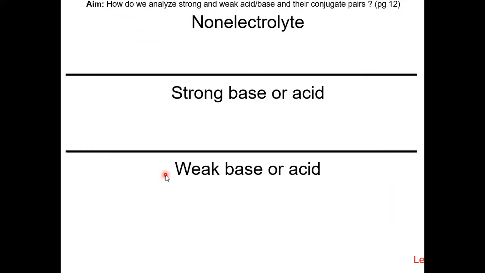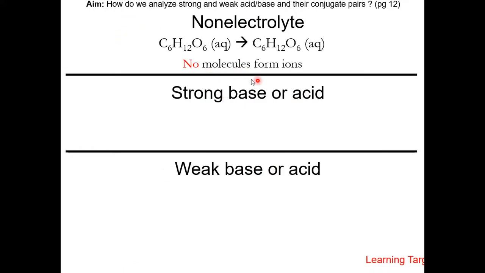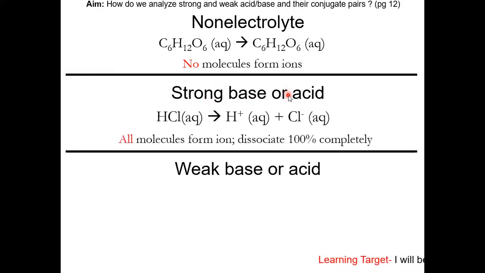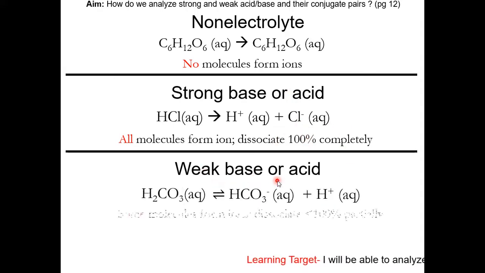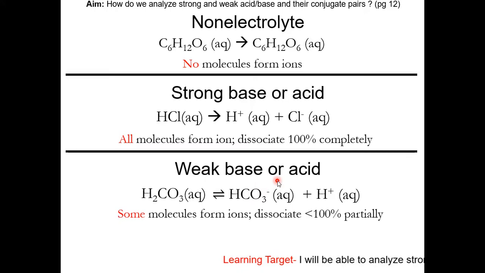So here's a summary of what we just talked about. For non-electrolytes, no molecules form ions. For strong acids and bases, you have all the molecules forming ions. It dissociates 100%. And for weak acids and bases, there is equilibrium. Some of the molecules will form ions and there's some partial dissociation.